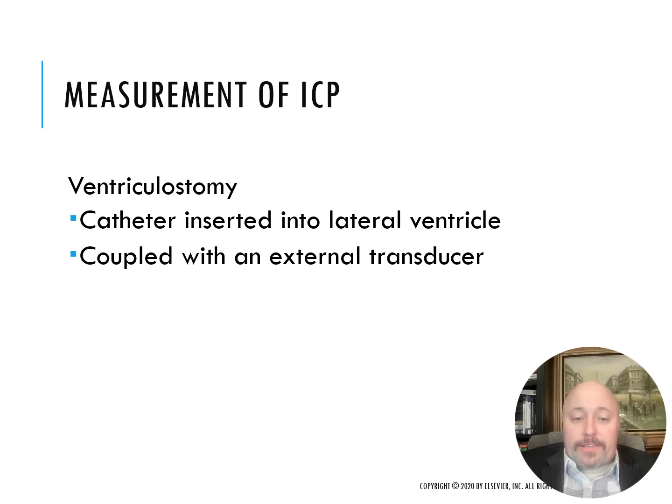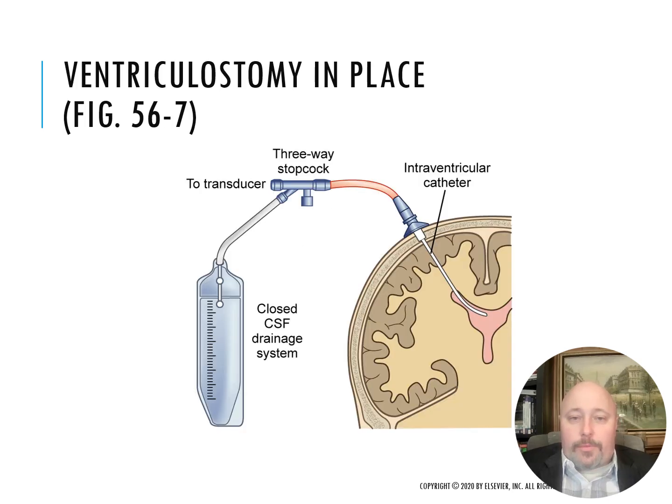When measuring, it's done with a ventriculostomy, where a catheter is inserted into the lateral ventricle, and this is coupled with an external transducer. With that ventriculostomy in place, the cerebrospinal fluid can be drained when the ICP exceeds the upper pressure parameters set by the provider. Intermittent drainage involves opening a three-way stopcock to allow cerebrospinal fluid to flow into the drainage bag for brief periods until the pressure is below the upper pressure parameters.